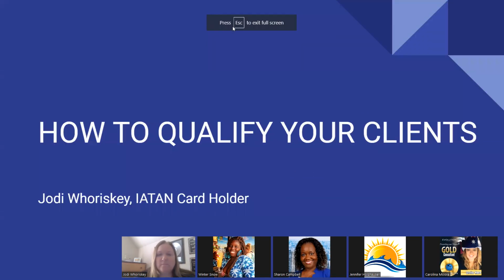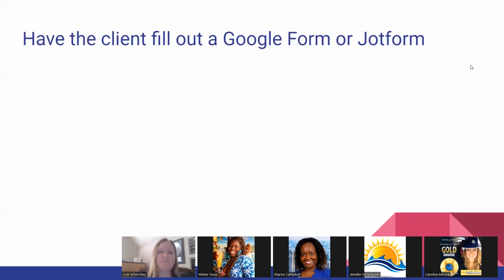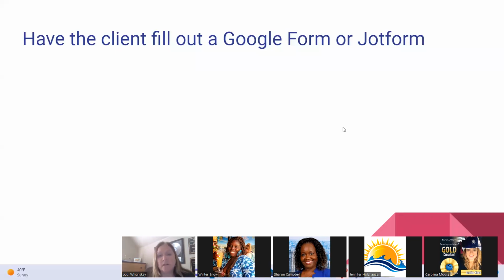Okay, so let me just move some things around so I don't see everything. The first thing I do is I have a client fill out a Google form or a Jotform. I personally use Travify. With Travify, I can do my own form there, but I started off using a Google form. Some people say not to use the Google form. I personally like it myself. I will show you my Google form when I'm done with the slideshow. I will also give you a link so you can see it.